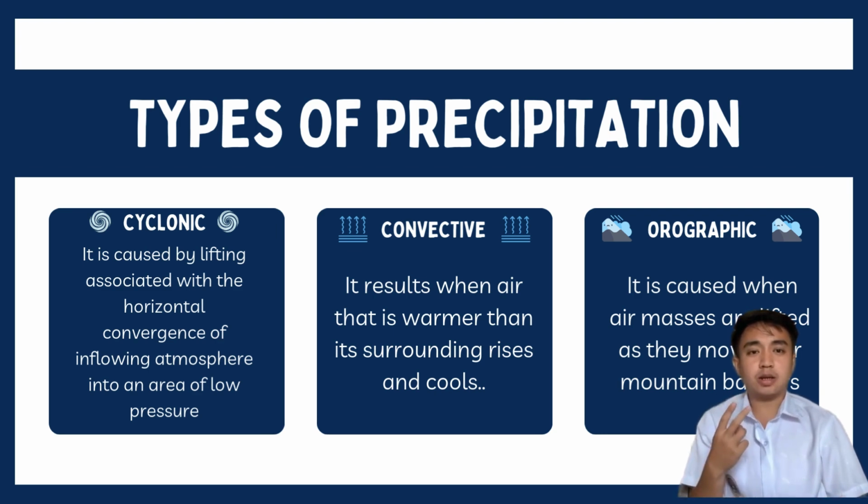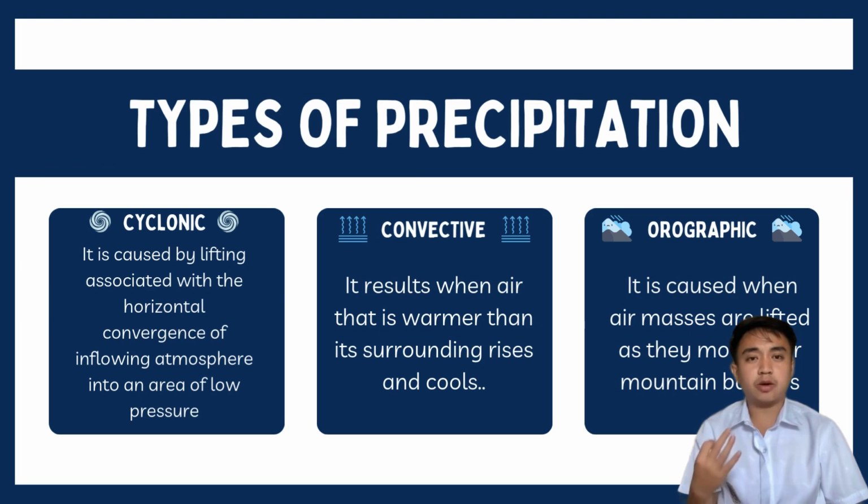Second is the convective precipitation. This happens in warm conditions, when air that is warmer than its surroundings rises, cools, and condenses. It often results in thunderstorms and heavy rain showers.